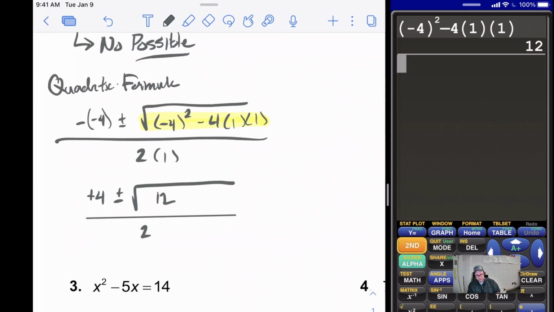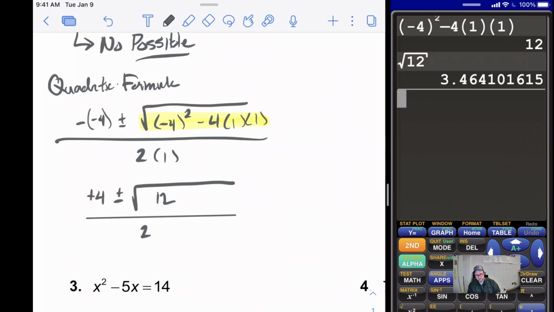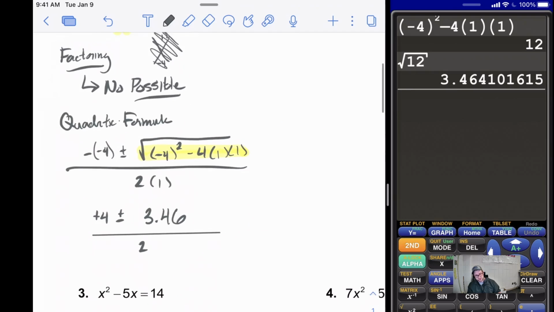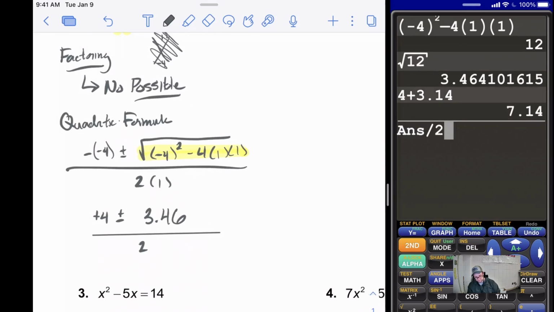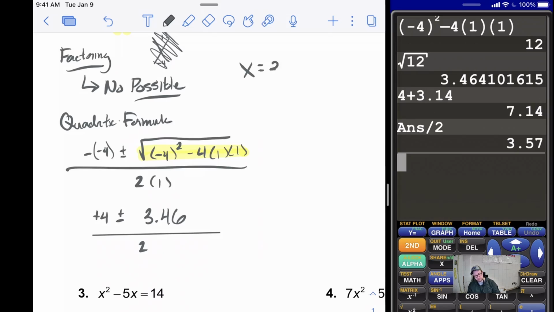So let's just evaluate and figure out the square root of 12. Hey, look, that is 3.46. So I'm going to erase this, and I'm just going to replace it with what it's equal to, 3.46. So to get my two answers, I'm going to have 4 plus 3.46. Get that answer, divide that by 2, which is the bottom here. And one of our answers is x equals 3.57. And then to get the other answer, I want to do the minus. So I'm going to do 4 minus 3.46.